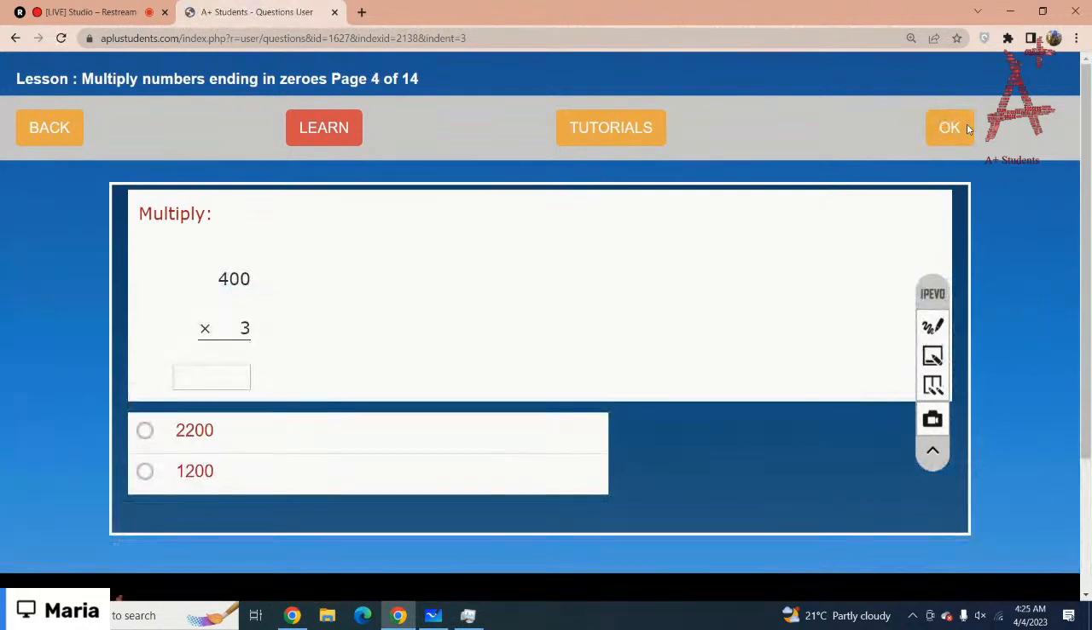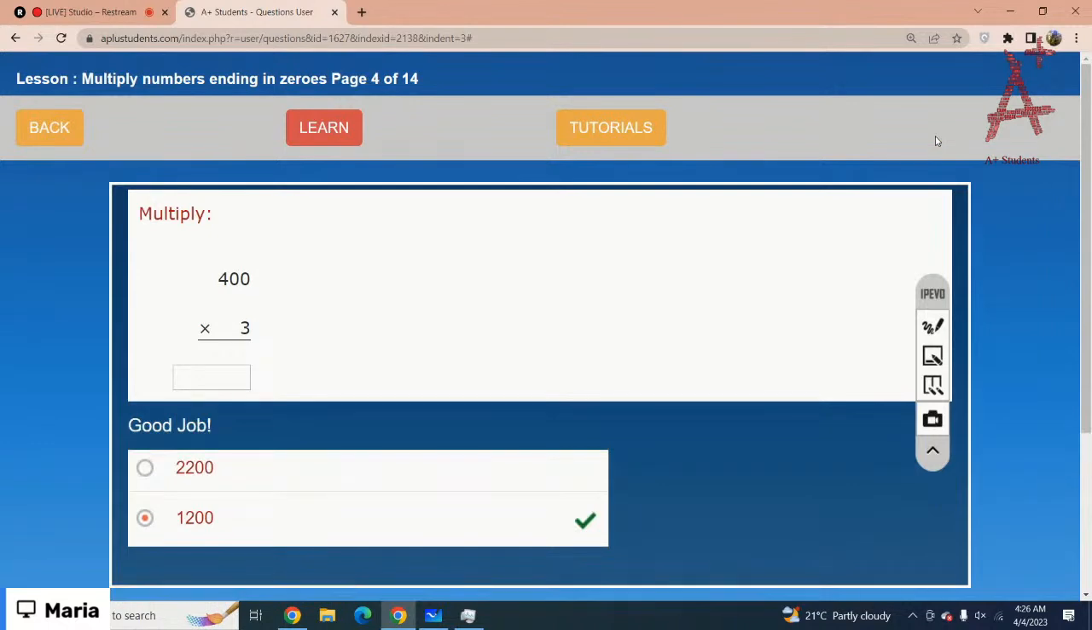Okay, the next one is 400 times 3. So which is the correct option? 3 times 4 is 12. So that would be 1200. Just multiply the non-zero values. They are 3 times 4. 3 times 4 is 12. So it would be 1200.